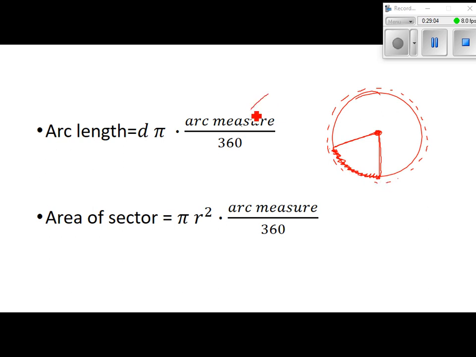So we have arc measure. If this arc measure is 70, we put 70 right here, and we have to find the diameter. Maybe they tell us the radius is 10 or something. Well, diameter is double that, so we put 20 in there, and we do 20 times pi times the arc measure, which is 70, divided by 360. And that's going to tell us the length of that arc. So if we started walking right here and walked to here, it'd tell us how far we walked.